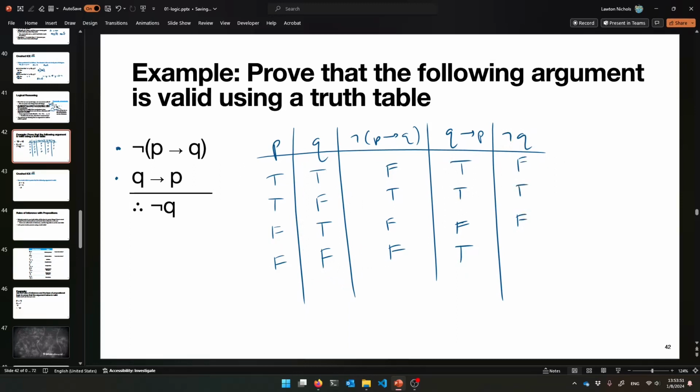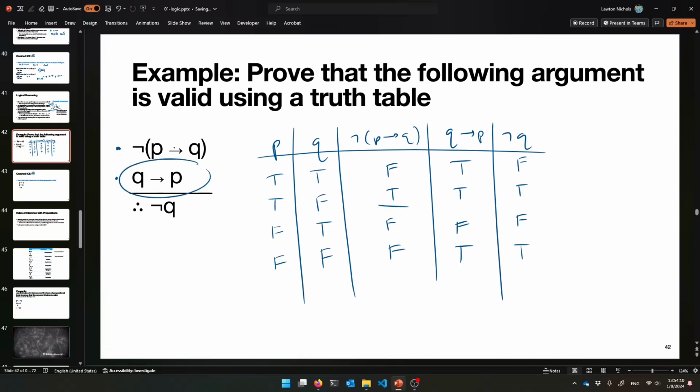And so one way to prove this is to look at all the places in the truth table where this is true and this is true, because that's what we're trying to claim. Under the assumption that this is true and this is true, this better also be true. So where is the negation of P implies Q true? Looks like it's only here.